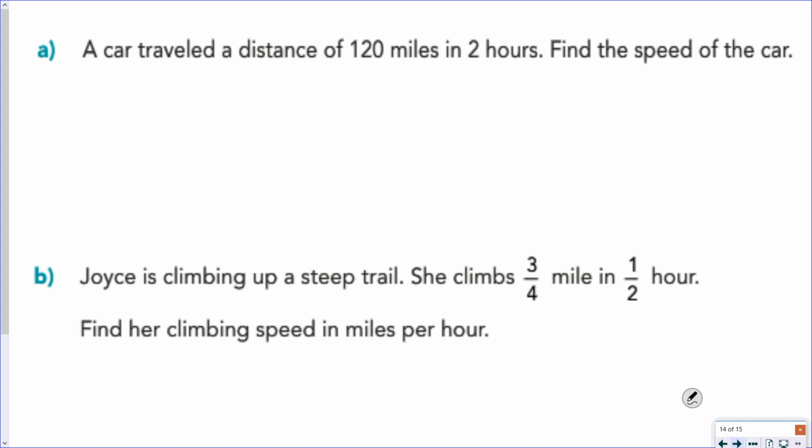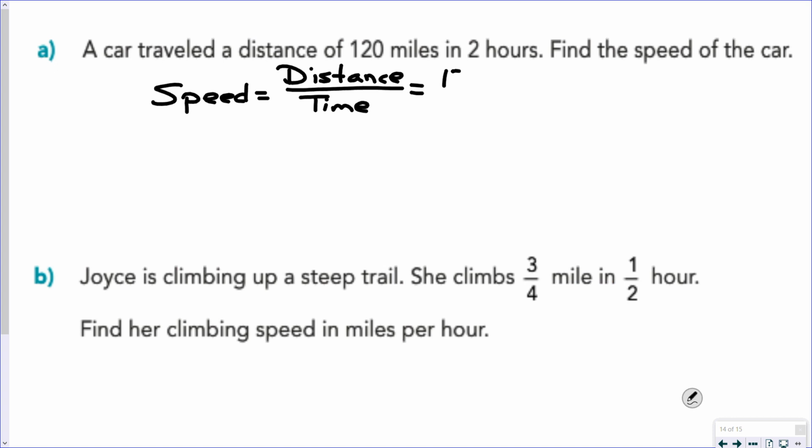So a car traveled a distance of 120 miles in 2 hours. We want to find the speed. Well, we know that speed equals distance divided by time. Well, our distance here is 120 miles. Our time is 2 hours. 120 divided by 2 is 60, and that would be 60 miles per hour.